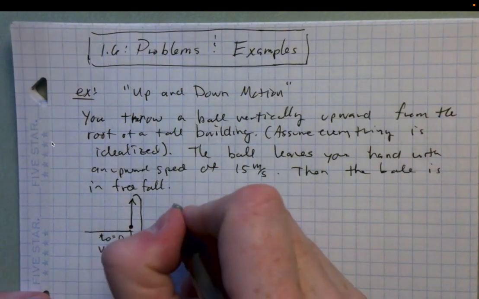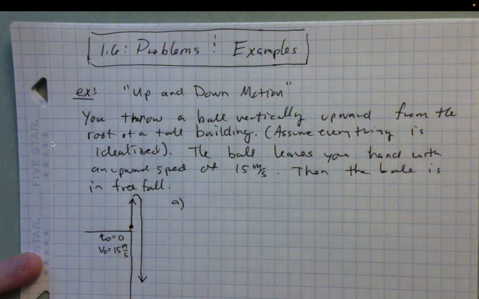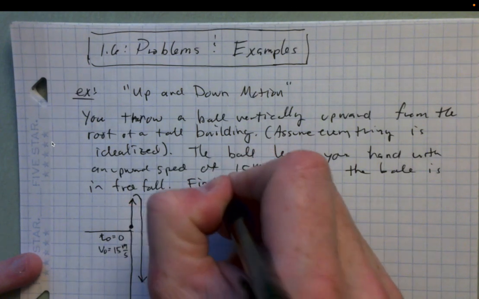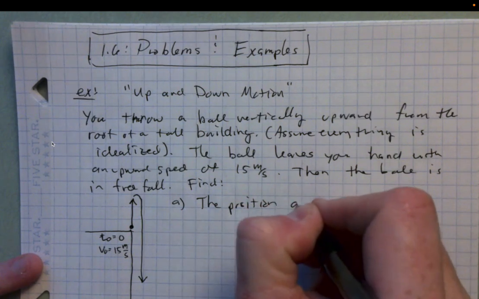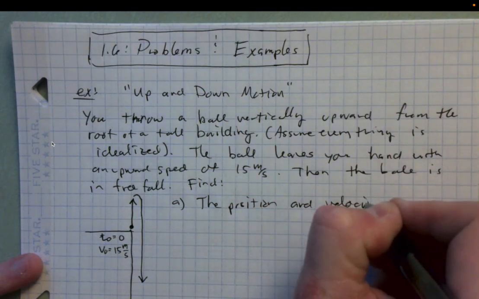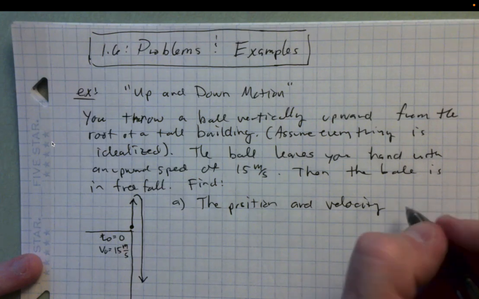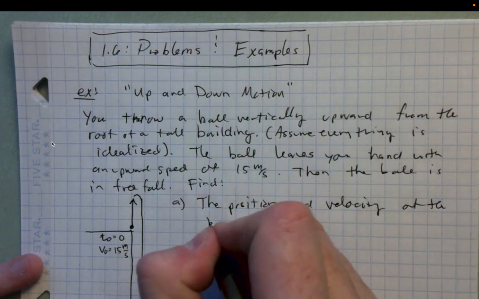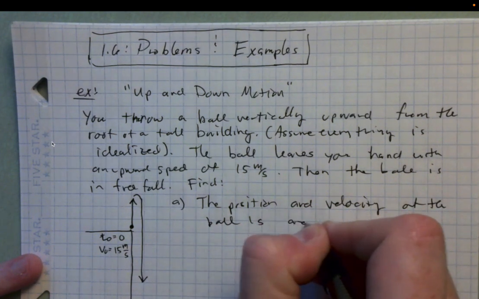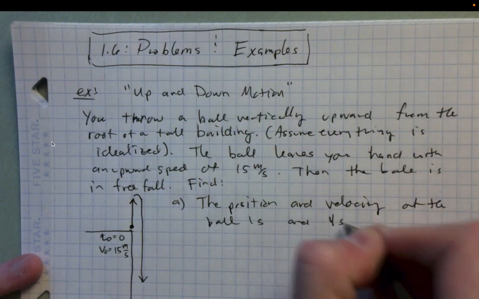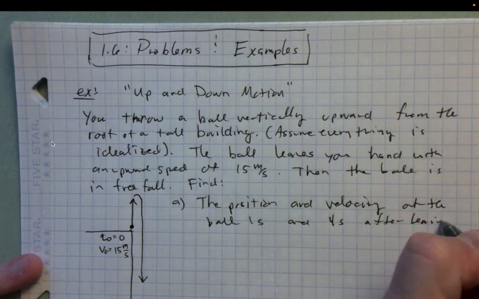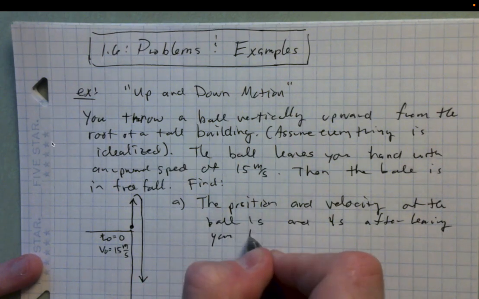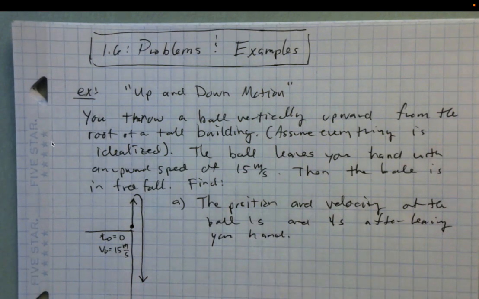So what are we interested in here? Well, we're going to find a bunch of things. We want to find first the position and velocity of the ball 1 second and 4 seconds after leaving your hand. That's part A.